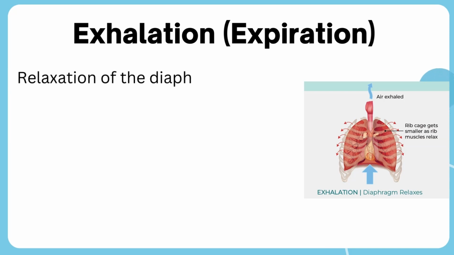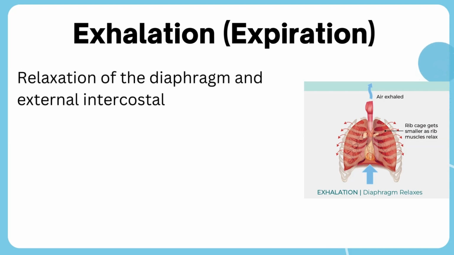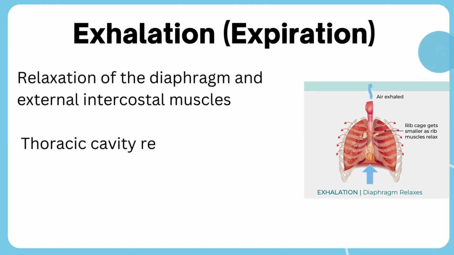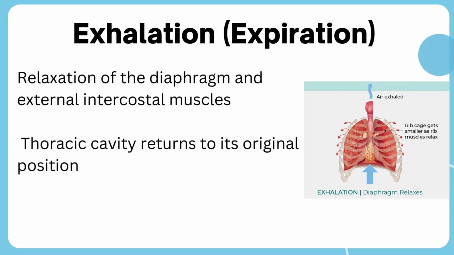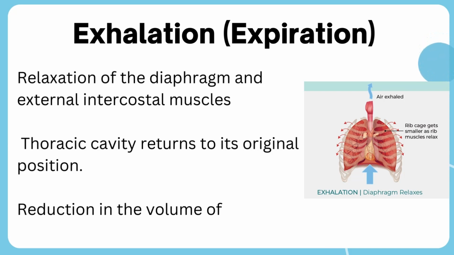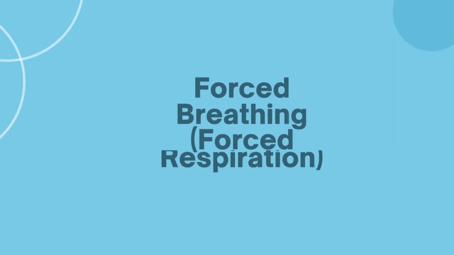Exhalation, expiration. Relaxation of the diaphragm and external intercostal muscles allows the thoracic cavity to return to its original position. This reduces the volume of the thoracic cavity, increases air pressure in the lungs, and causes air to be expelled.